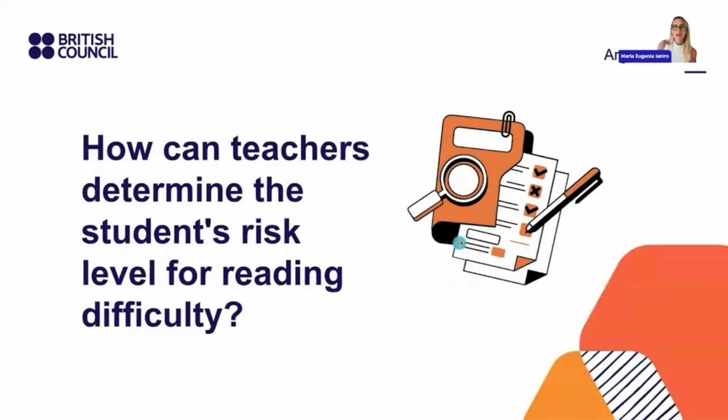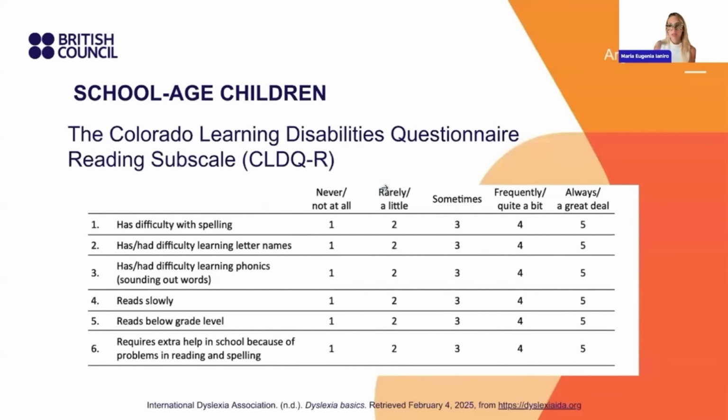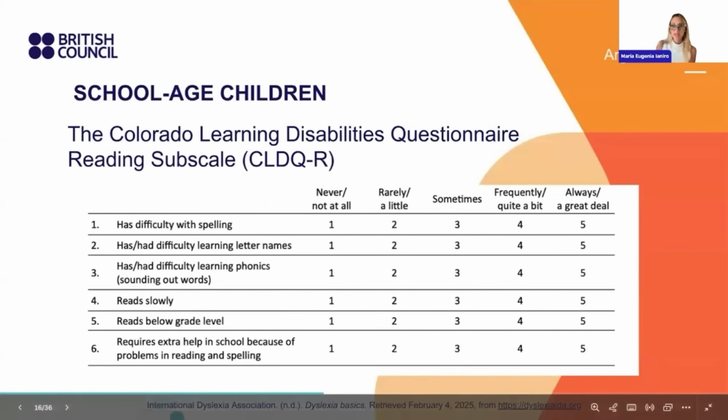So, what we need to know is that apart from identifying some signs of dyslexia, there are some tools that may help us determine the student's risk level for reading difficulty. There are different tests. You can find many tests on the web, but I have decided to share with you today 2 that are recognized and recommended by the International Dyslexia Association.